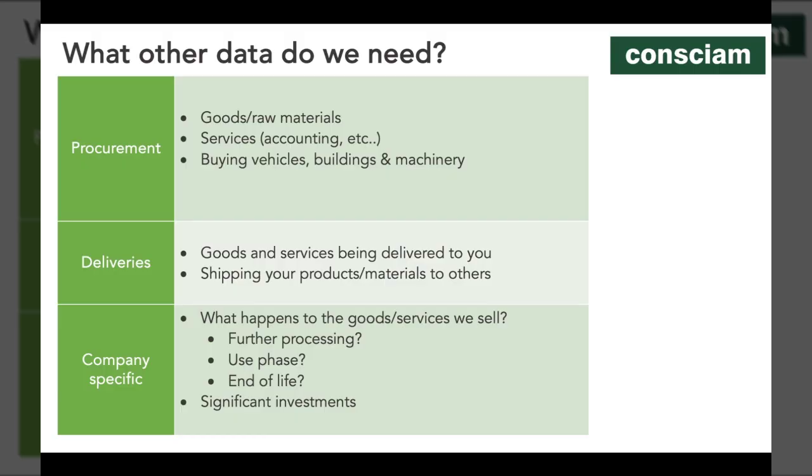So the things you buy, procurement, and the deliveries of your goods and services, if that applies to you. So procurement, as I say, might be raw materials you're buying, it could be services you're buying, or it could be more capital items like buying machinery, constructing new buildings, or buying vehicles perhaps. And then deliveries works both ways. So it could be the deliveries that come to you from your suppliers, or it could be you sending products and services out to your customers.